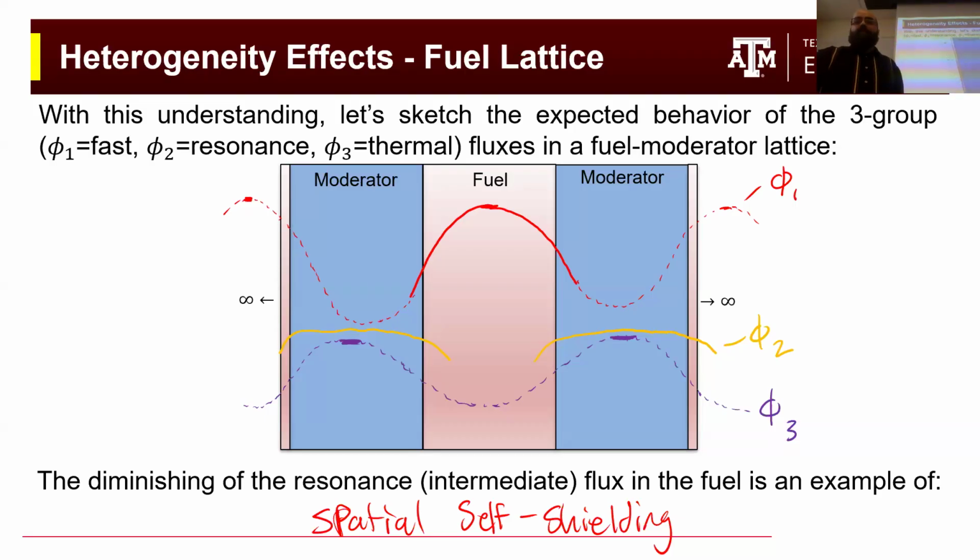So, that's a good illustration of what our different group flux components would look like in an infinite fuel moderator lattice. And hopefully that makes sense. Hopefully we can reason why those plots look the way that they do.